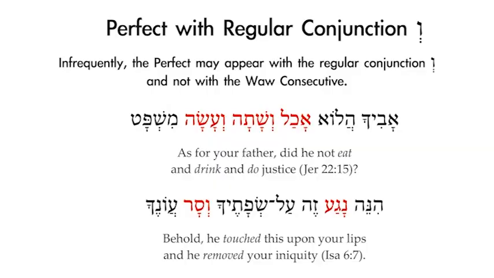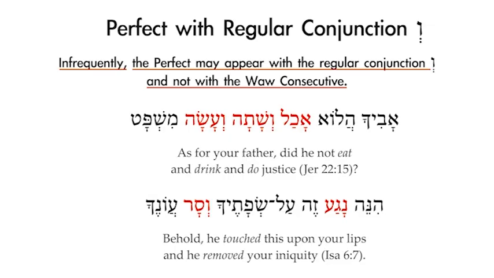Before I describe the environments in which you can have this situation, let me just note that at a rate of over 90%, when a perfect verb is prefixed with the conjunction wow, it's the consecutive perfect. So begin by always thinking this must be a consecutive perfect. However, there are two environments in which you can have the regular perfect prefixed with the regular conjunction wow and it not be consecutive. This is infrequent, and so we'll say, infrequently, the perfect may appear with the regular conjunction and not with the wow consecutive.